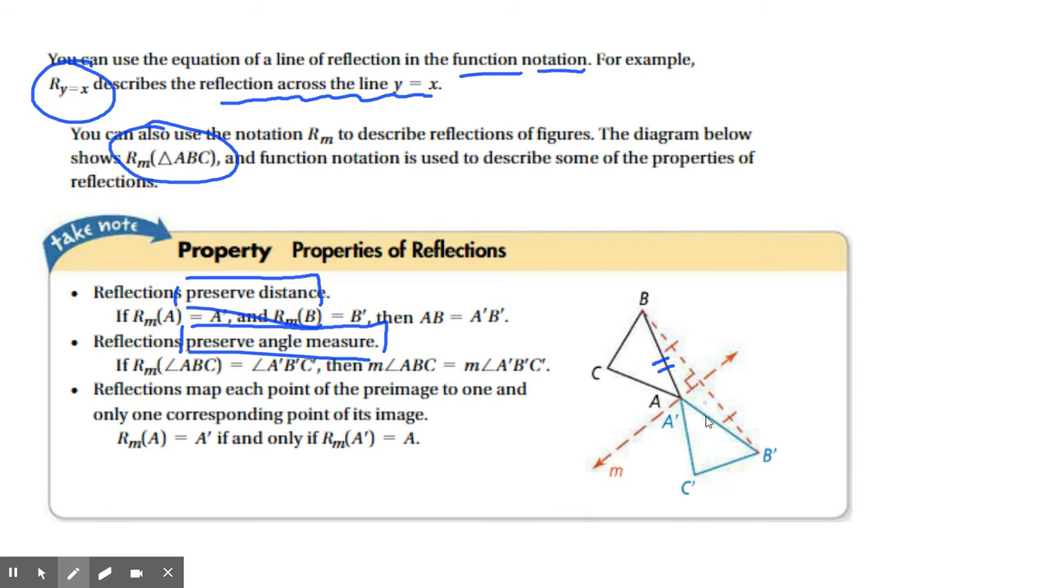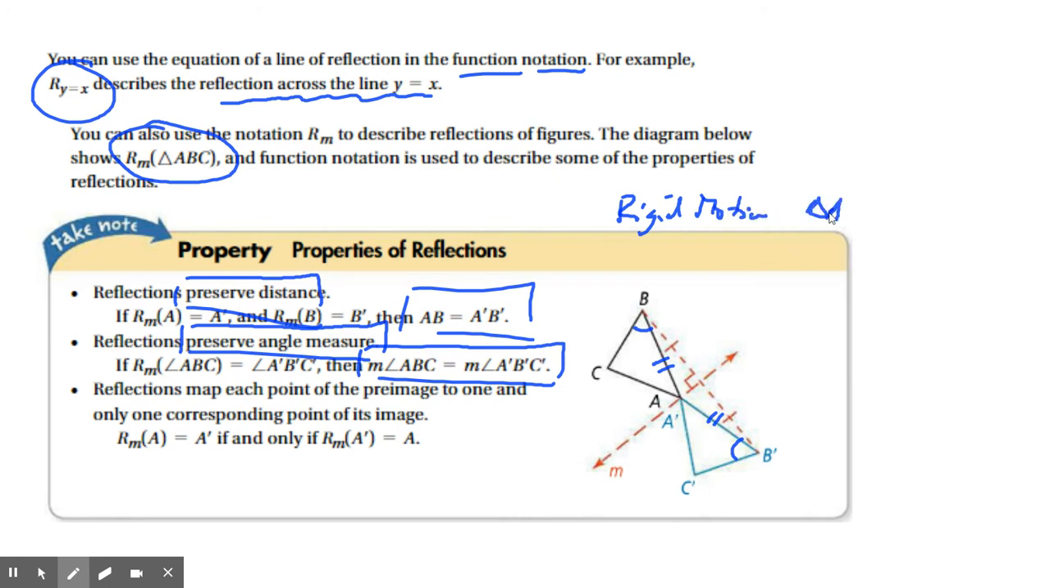So segment AB is congruent to segment A prime B prime, as we're showing here. And angle ABC is congruent to angle A prime B prime C prime, as we're showing here. So this is another example of a rigid motion, which means your pre-image and image are congruent. So triangle ABC is congruent to triangle A prime, B prime, C prime. Very, very important. Okay, good. And again, I cannot emphasize enough this idea of the perpendicular bisector, right? Line M is the perpendicular bisector of segment B, B prime.